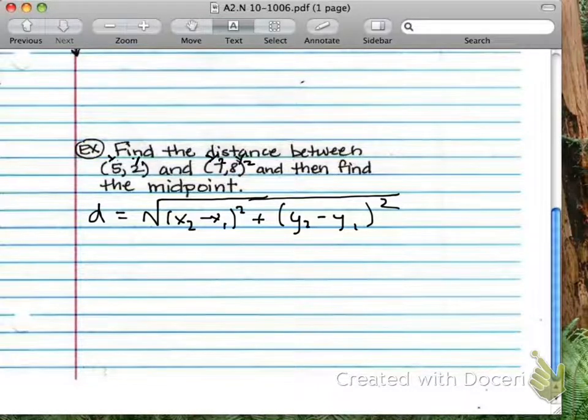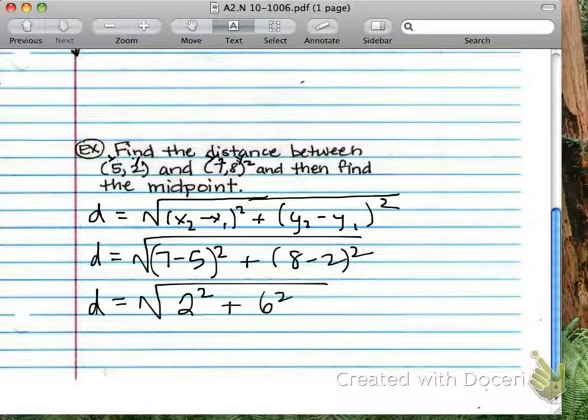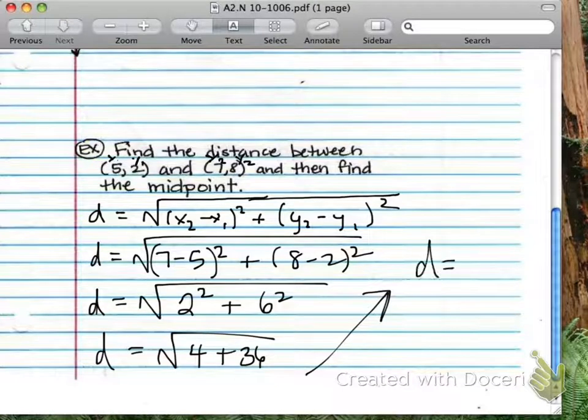So if I plug this in, what do I have now? d equals square root of 7 minus 5 squared plus 8 minus 2 squared. Keep working it out, not showing every step. I have 7 minus 5 is 2 squared plus 8 minus 2 is 6 squared. And then I have square root of 4 plus 36. And then I end up with d equals the square root of 40.